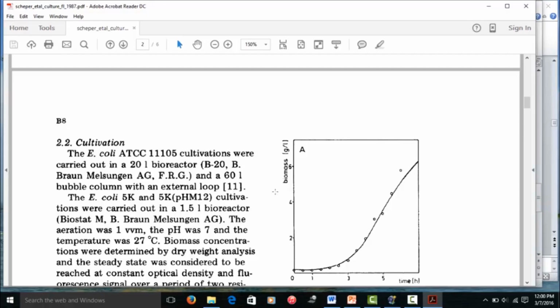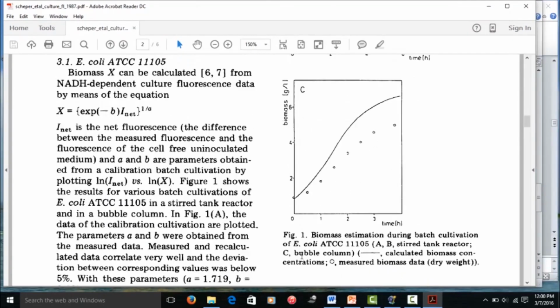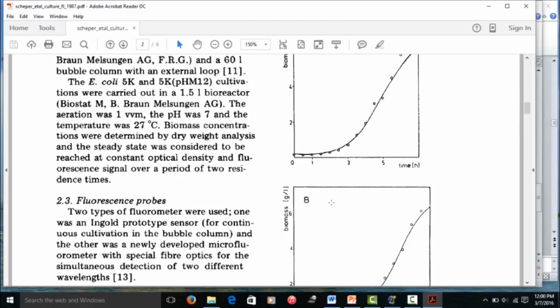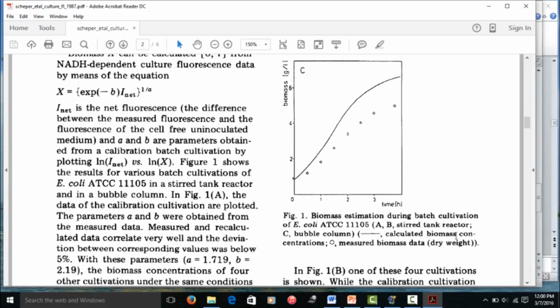This is biomass or cell concentration in grams per liter versus time by two methods. One is the traditional OD method, and the other is the culture fluorescence method. It agrees in many situations. It doesn't agree in one such situation. This is bubble column conditions. If it is a stirred reactor, there is absolutely no problem, whereas in a bubble column there seem to be interferences which lead to a difference between these two. So one should be careful while using culture fluorescence in bubble columns. It makes sense because bubbles will interfere.